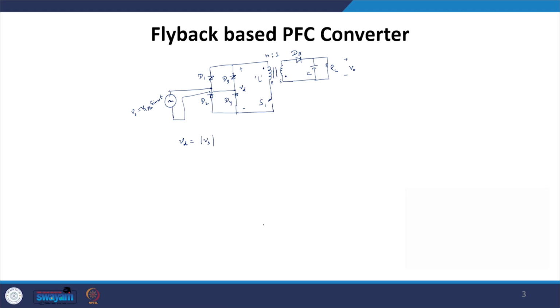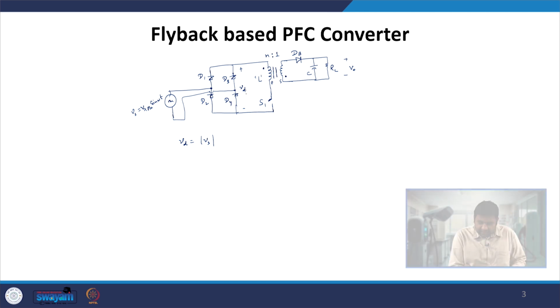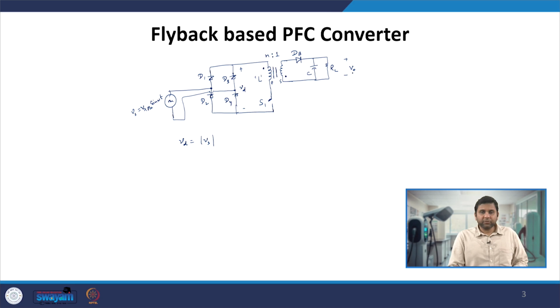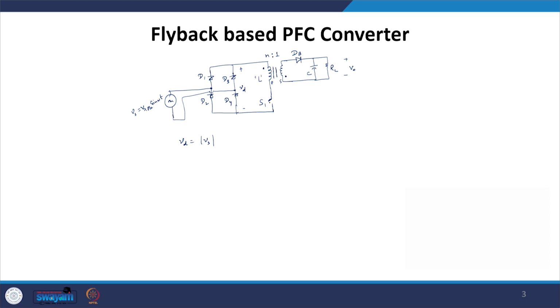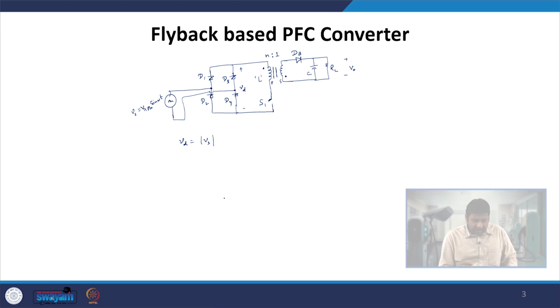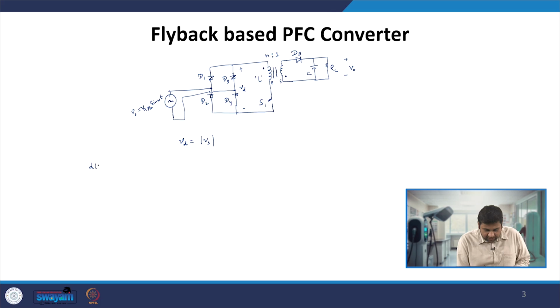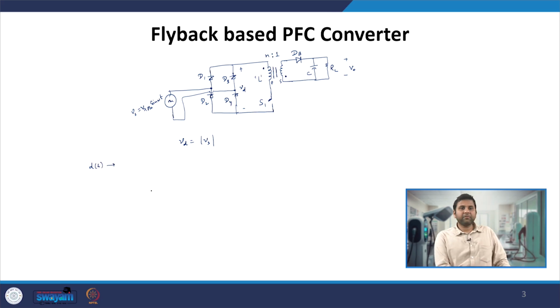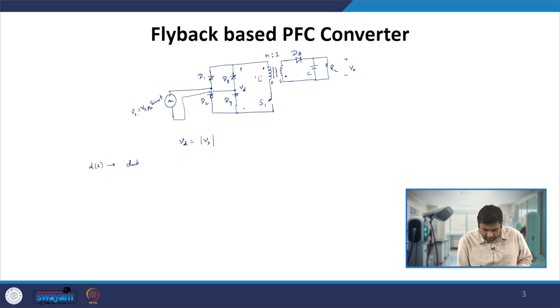So here we have two states. Since we have a rectified DC voltage here and the output V0 is a fixed DC, we must ensure that S1 is switched in such a manner that we get a constant voltage at the output. So again we have the duty ratio, which we can define as D of t, the duty ratio of switch S1, that varies with time.